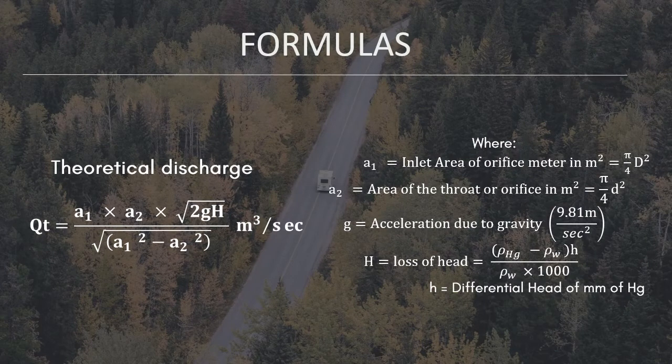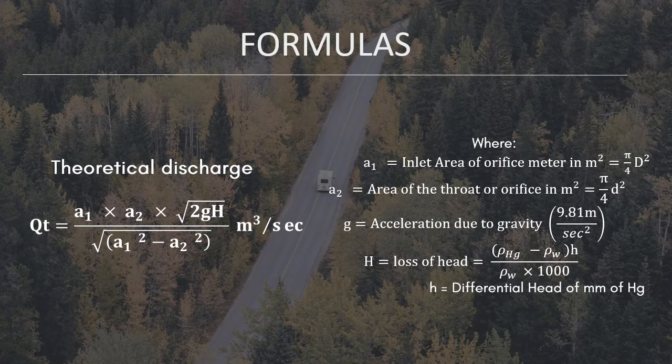The formulas to be used in this experiment are the following. First one is the theoretical discharge. Theoretical discharge is equal to A sub 1 times A sub 2 times the square root of 2GH divided by the square root of A sub 1 squared minus A sub 2 squared. A sub 1 is the inlet area of the orifice meter in meters squared, and it is pi over 4 times the diameter of the inlet pipe squared.